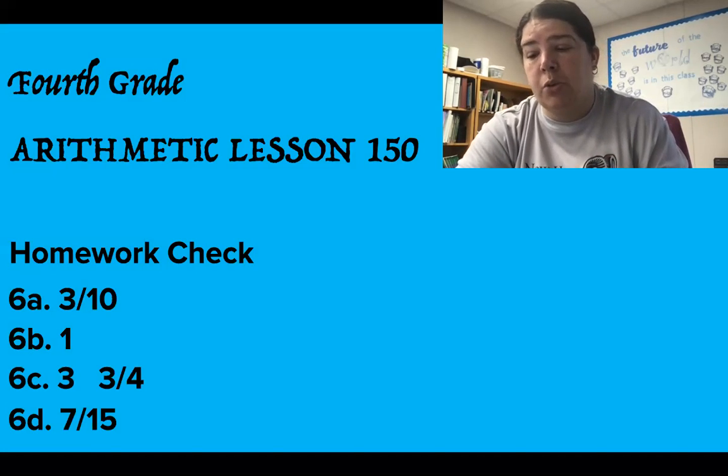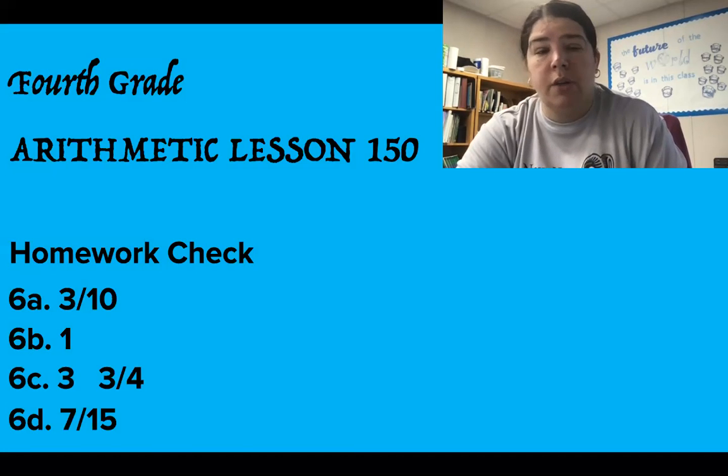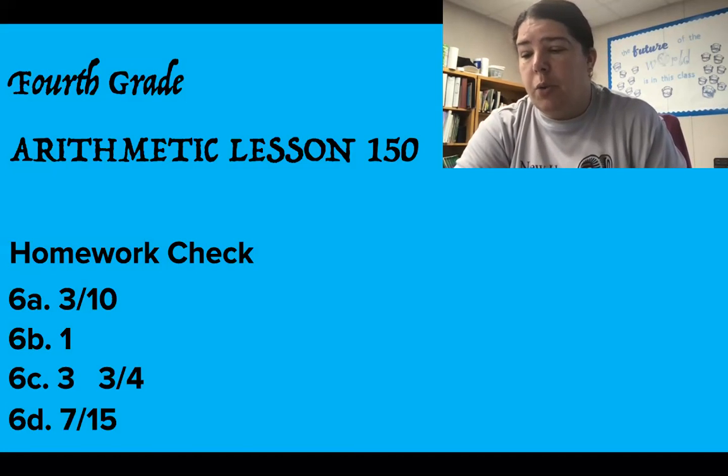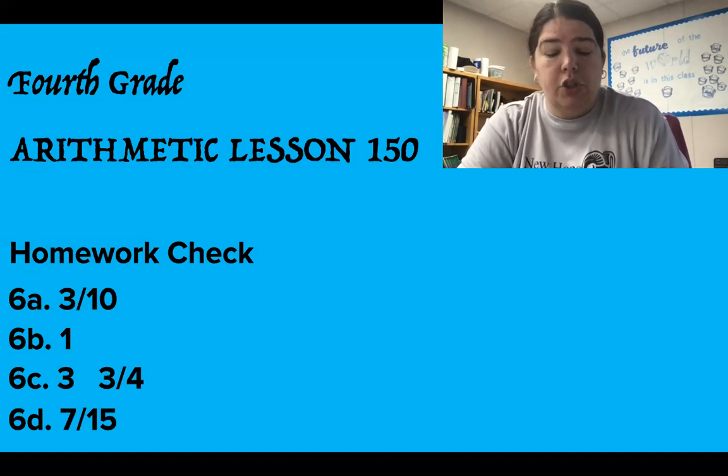Yesterday's homework was on page 270, lesson 149. The first question says, 2 over 5 times 3 over 6. You should have got 3 tenths. And 1 and 1 fourth times 4 fifths equals 1 whole. 10 times 3 eighths equals 3 and 3 fourths.